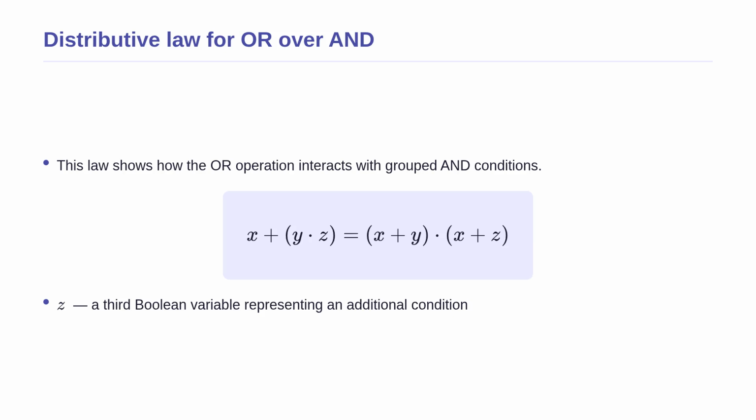Moving beyond simple order, let us see how these operations interact with the distributive law for OR over AND. In regular math, addition does not distribute over multiplication, but in Boolean algebra, it absolutely does. This formula shows that if you have a condition x that is ORed with a grouped condition y and z, you can distribute the x to both y and z individually. The variable z simply represents a third Boolean condition. Physically, this means a shared alternative condition can be applied separately to each part of a strict requirement.